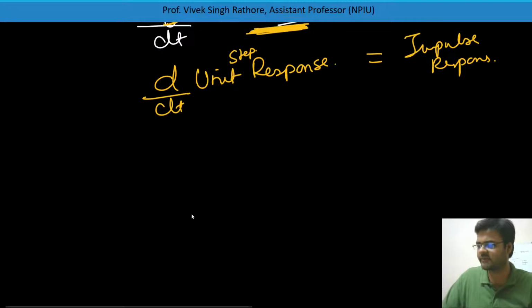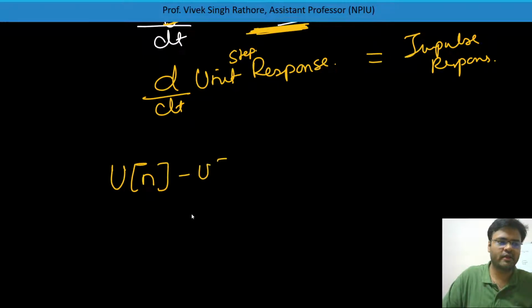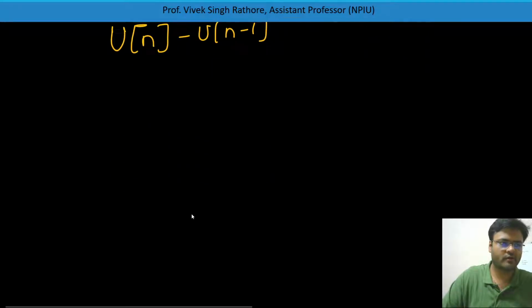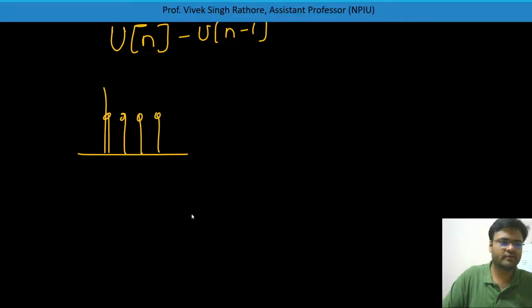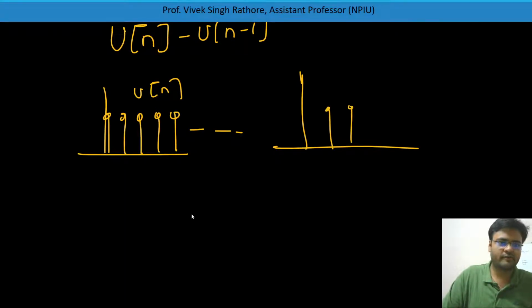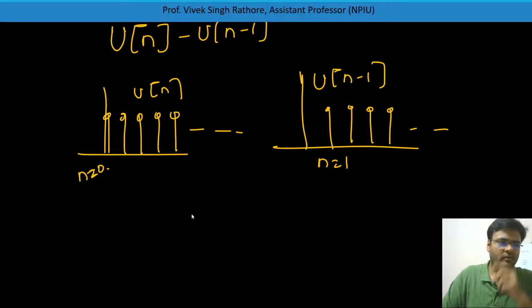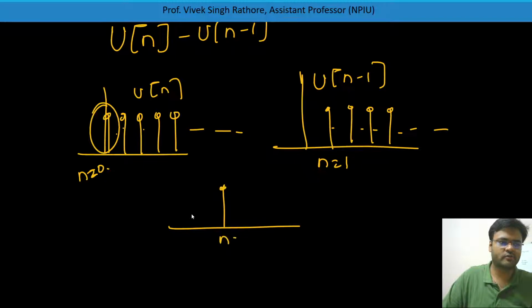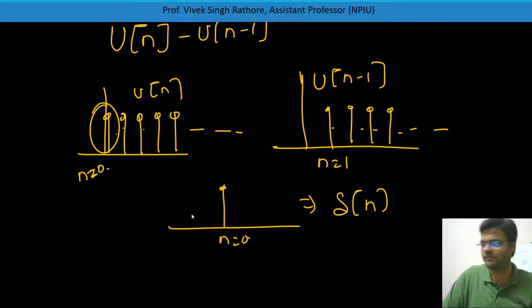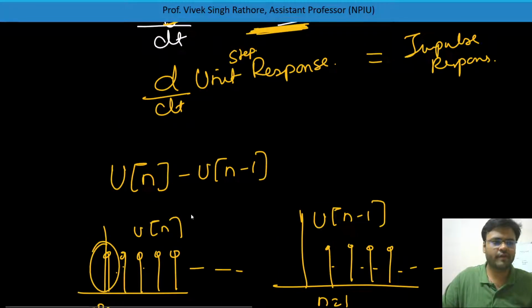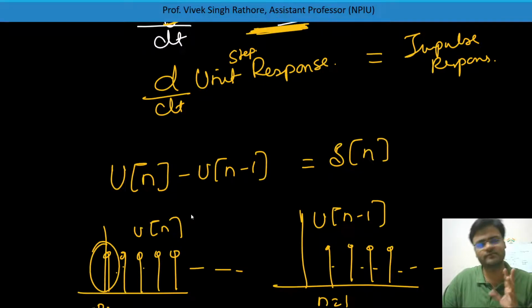The same holds for discrete time LTI systems also. In a discrete time LTI system, if we do u of n minus u of n minus 1, what do you get? u of n starts from n equal to 0, and u of n minus 1 starts from n equal to 1. If we subtract, all the 1 values cancel, and only the value at n equal to 0 stays. This is equal to delta of n. So u of n minus u of n minus 1 is delta n. We have seen this earlier also.